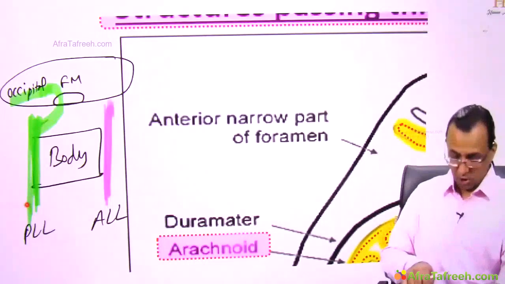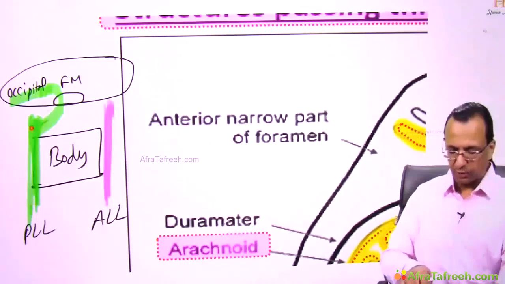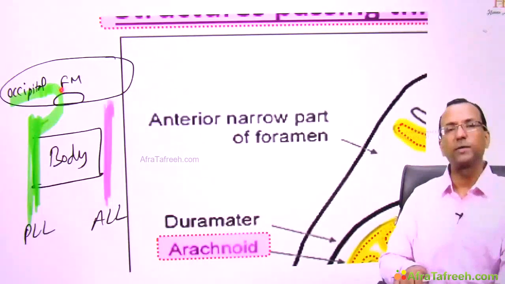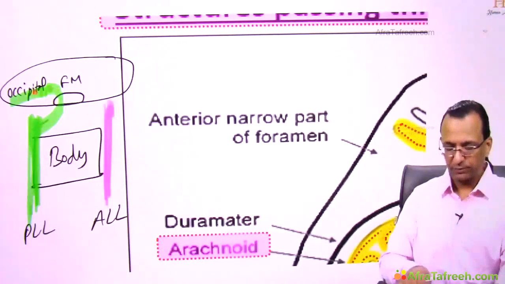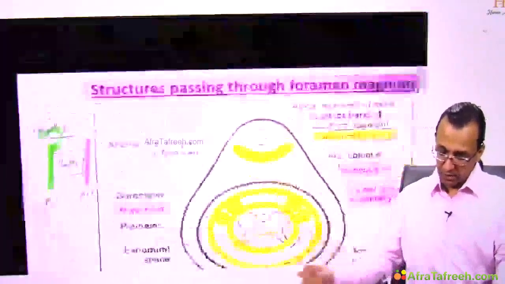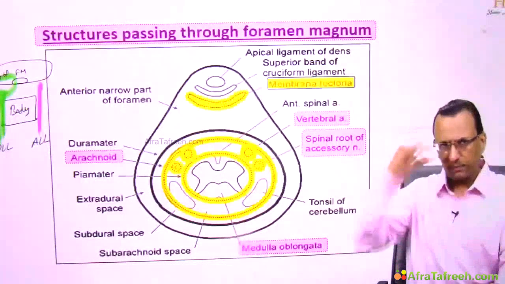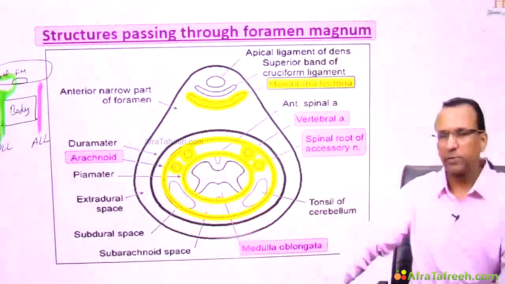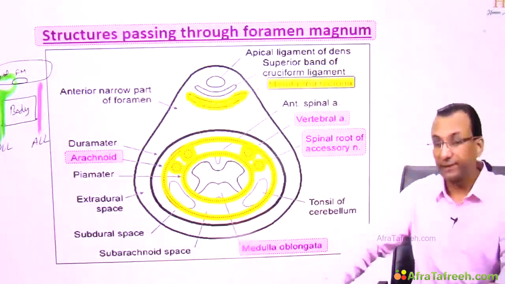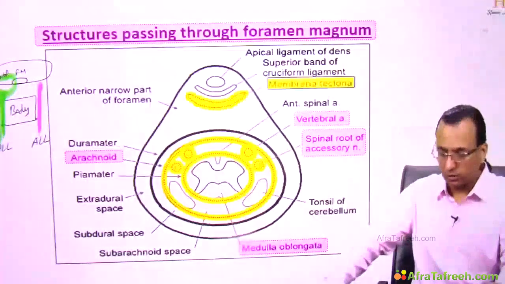That you remember. So the tectorial membrane, membrana tectoria, is a continuation of the posterior longitudinal ligament, entering the foramen magnum and attaching to the occipital bone inside the cranial cavity. Yes, that is the point. Okay, I'll remember that. The tectorial membrane passes through the foramen magnum and attaches to the occipital bone inside the cranial cavity, as a continuation of the posterior longitudinal ligament. Correct.